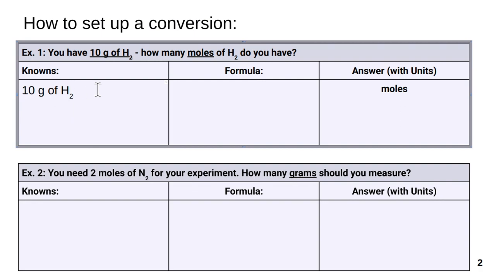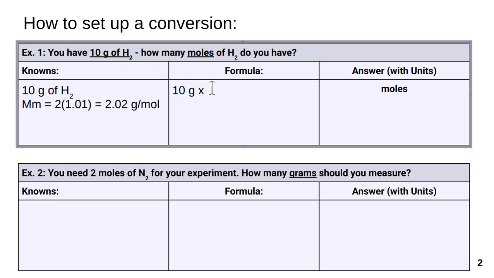And then our other known is the molar mass of H2. If I check the periodic table, I'll find that hydrogen has a mass of 1.01. And so the mass of H2 would be 2 times 1.01, which is going to equal 2.02 grams per mole. Then for my formula, I'm always going to start with the known piece of information. This is usually a measurement from the scale or a measurement that's given in the problem. So we're going to start with our 10 grams.